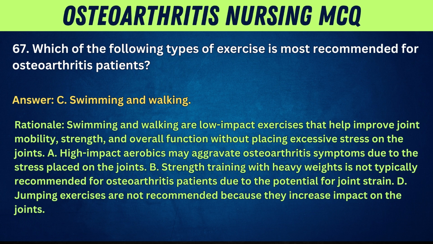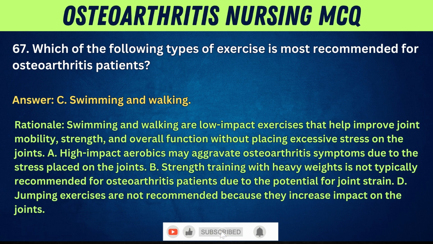Rationale: Swimming and walking are low-impact exercises that help improve joint mobility, strength, and overall function without placing excessive stress on the joints. A. High-impact aerobics may aggravate osteoarthritis symptoms due to the stress placed on the joints. B. Strength training with heavy weights is not typically recommended for osteoarthritis patients due to the potential for joint strain. D. Jumping exercises are not recommended because they increase impact on the joints.